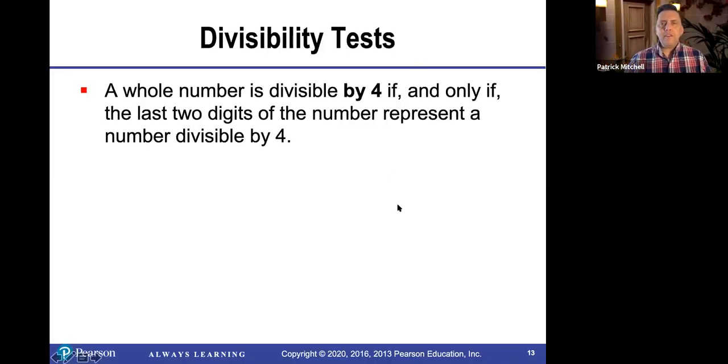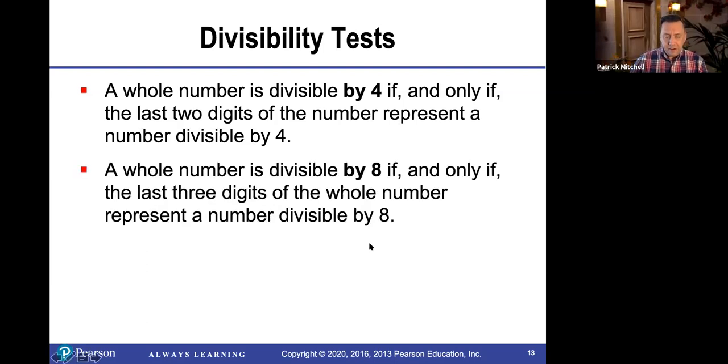All right, continuing with divisibility tests. A whole number is divisible by 4 if and only if the last 2 digits of the number represent a number divisible by 4. So we'll get into official examples here in a little bit, but take the number 17,268. Since that number ends in 68, you just have to look at 68. And since 68 is divisible by 4, 68 divided by 4 is 17, that means that the number 17,268 is divisible by 4.